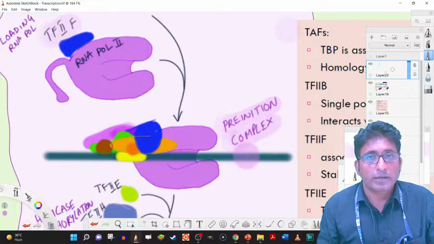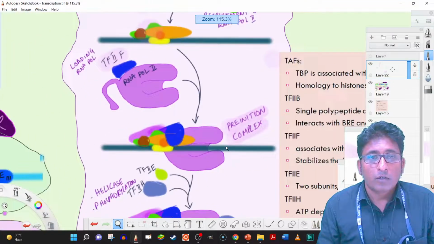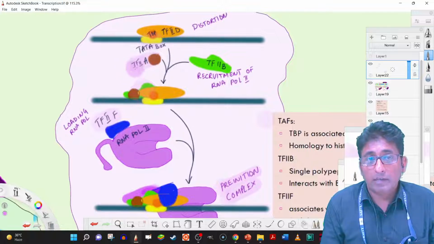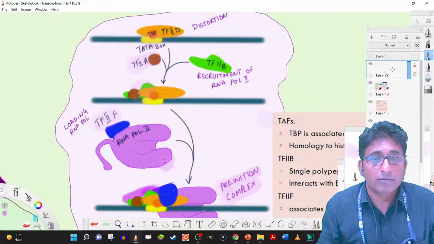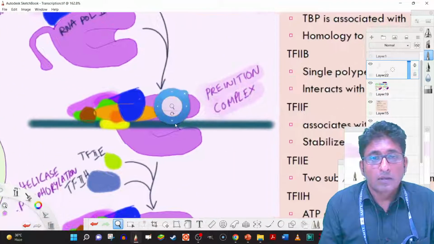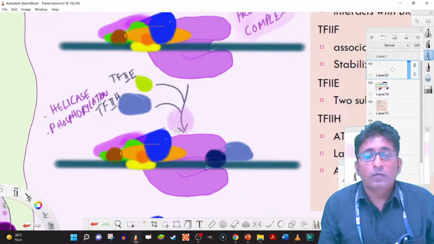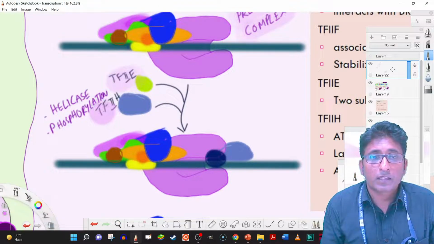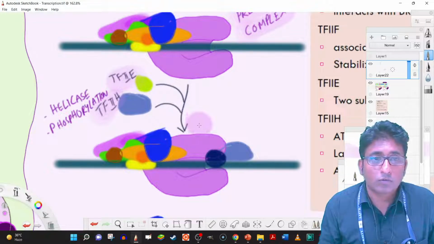factors for transcriptional initiation. So we have several factors here: TBP, TFIID, TFIIA and TFIIB, and we also have TFIIF, along with RNA polymerase. That is the formation of a pre-initiation complex. Then we have the recruitment of TFIIE and TFIIH. So E will help the recruitment of TFIIH.